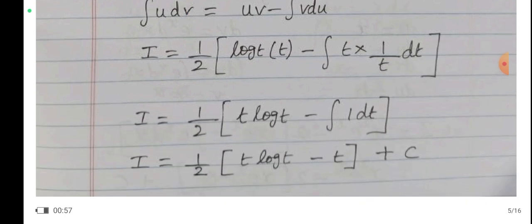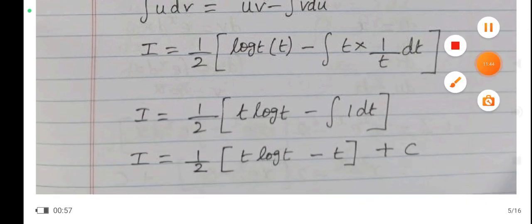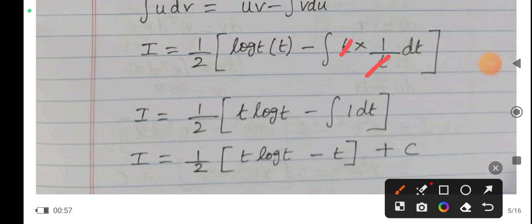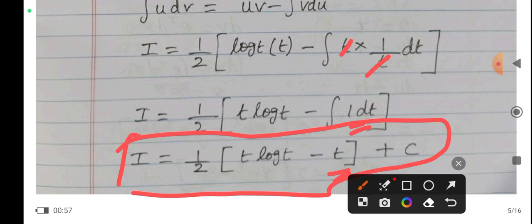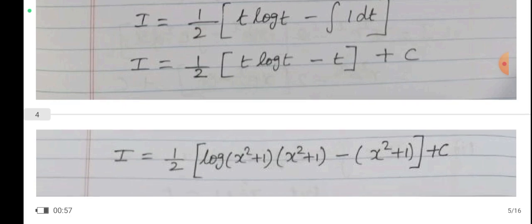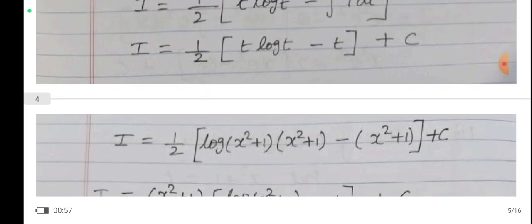Then is any cancellation possible? I have to check. The t and t cancel and you will get 1 dt. If you are integrating 1 with respect to t, you will get t. So I equals 1 by 2 times t log t minus t plus c. Clear? Check, children. Now we should substitute the t value here.